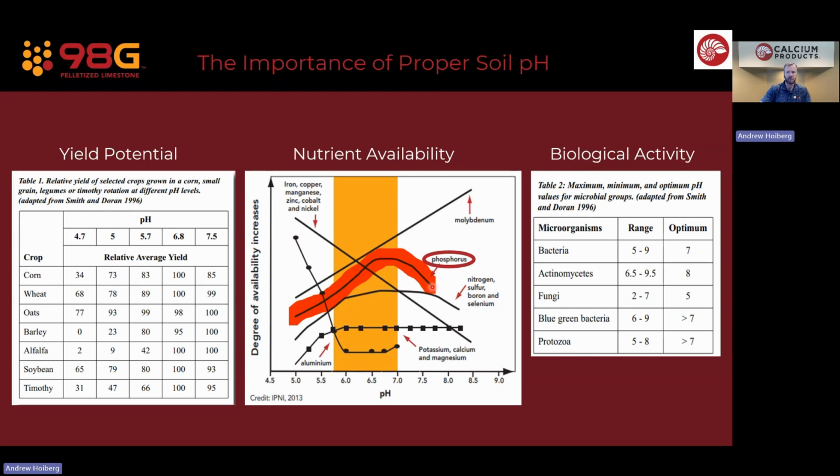Iron and manganese are ones that phosphorus likes to tie up with on the acidic side, and calcium and magnesium are the ones it likes to tie up with on the high pH side. And that limits the availability of phosphorus.